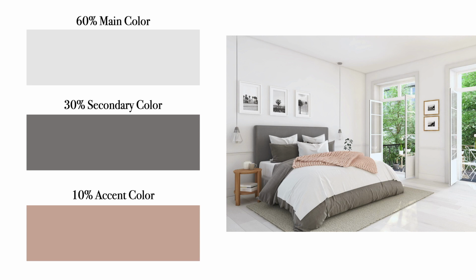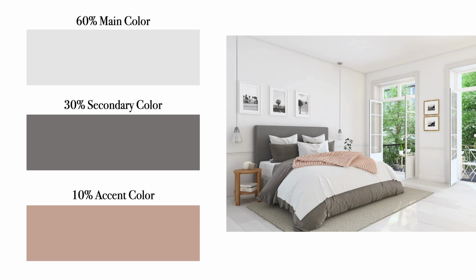The next most prevalent color is gray, which is our secondary color. We see this in the rug, the headboard, the pillows, the black and white shades of gray that are in the artwork, the comforter is gray, and all of this together represents about 30% of the color in this room.